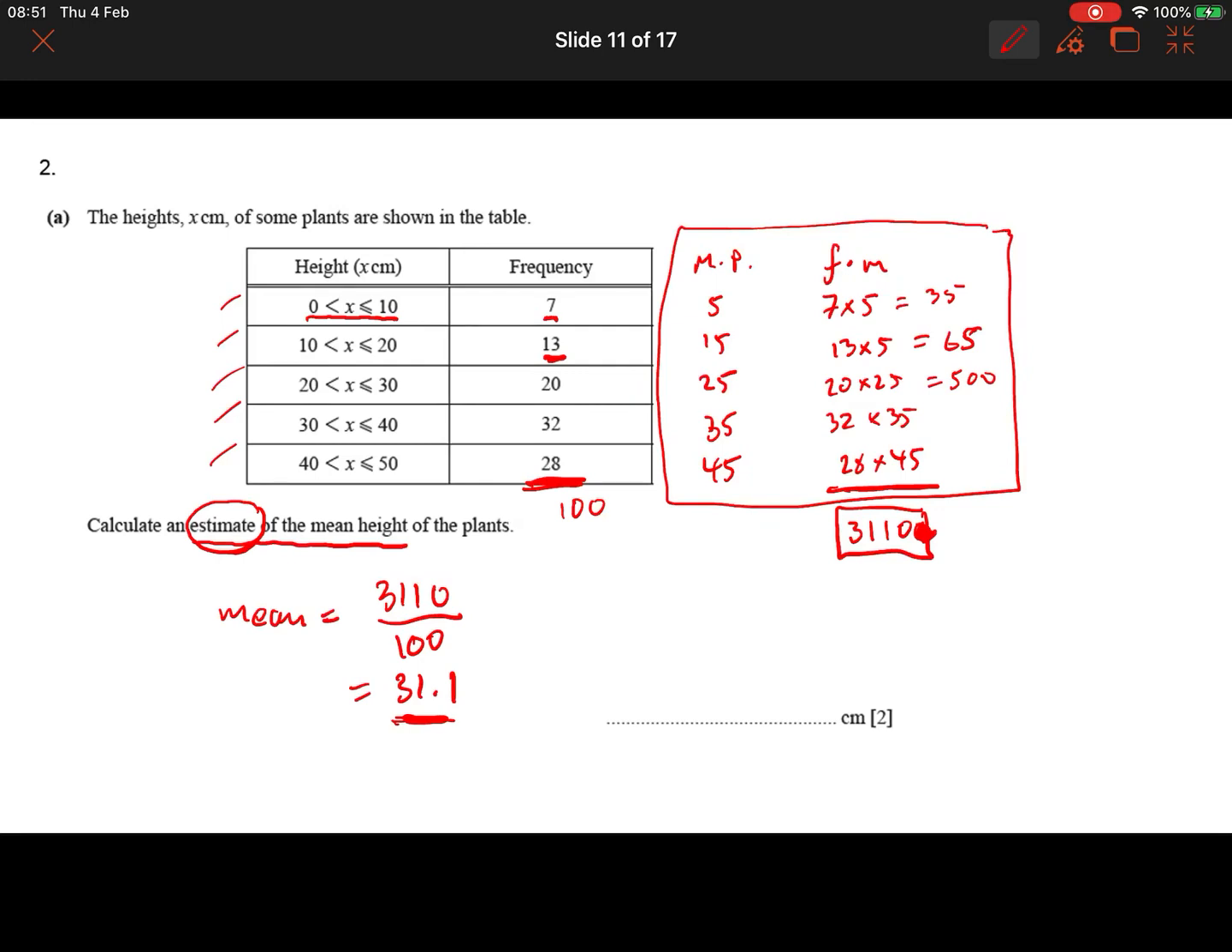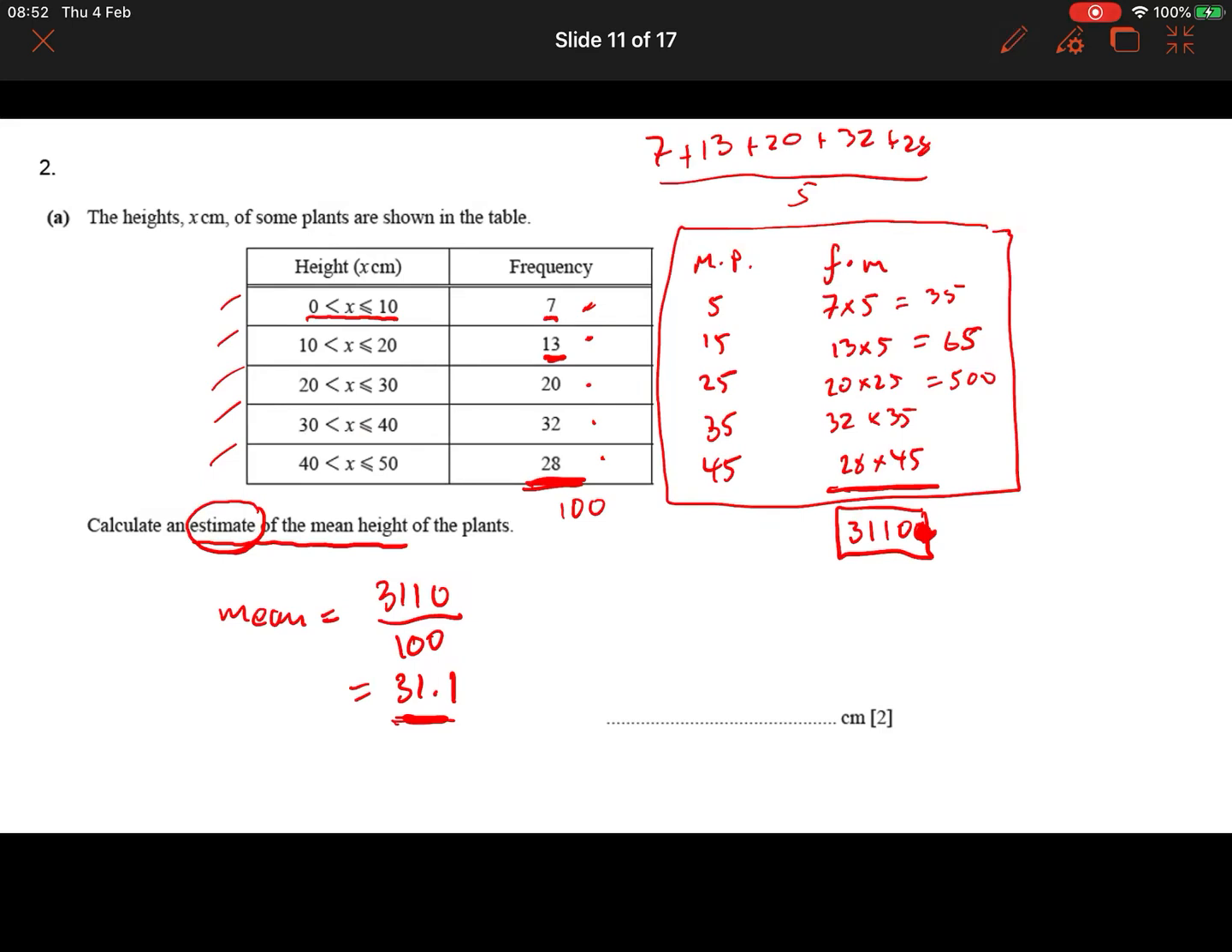What I certainly don't want to see is what I saw some of you doing: 7 plus 13 plus 20 plus 32 plus 28, and then divide that by 5. That just doesn't make any sense, guys. Remember, mean is add up all the values and divide by the number of values. These are not values, these are frequencies. Okay, so I hope that makes sense. If you're still not sure, please ask, because a lot of people in my class keep getting that wrong.